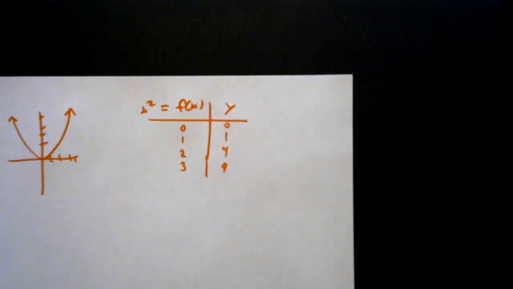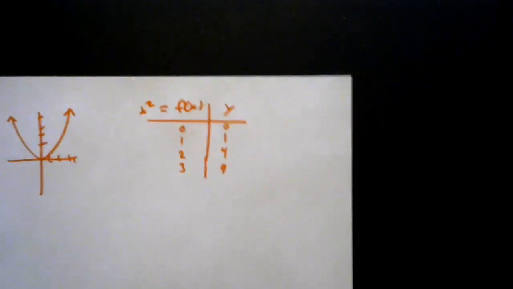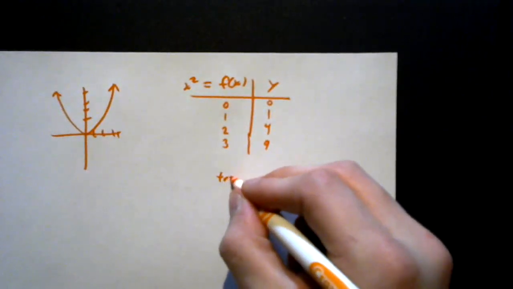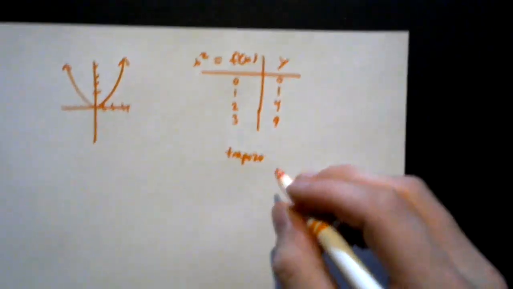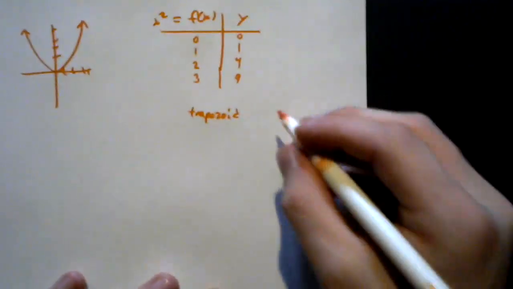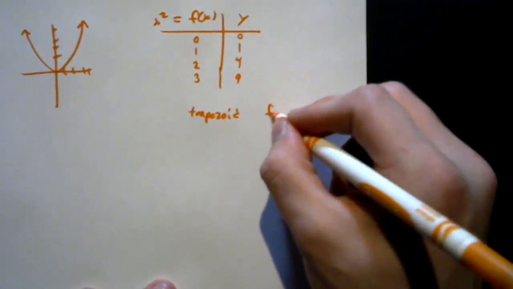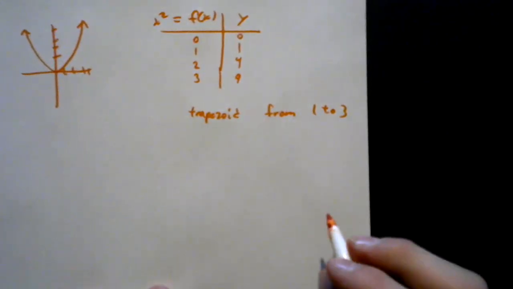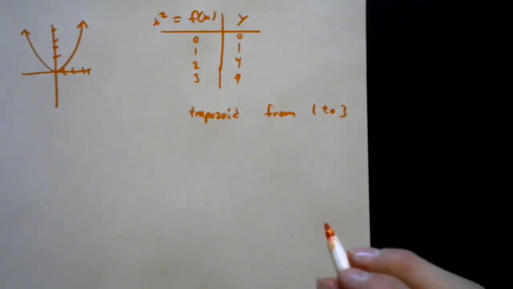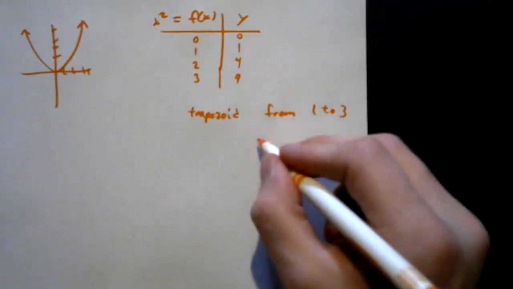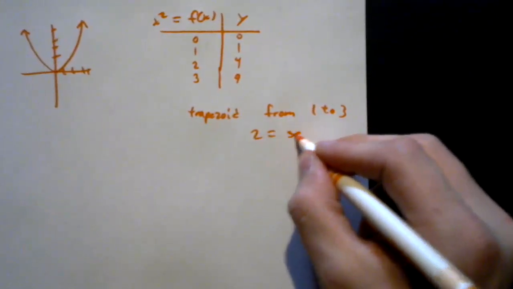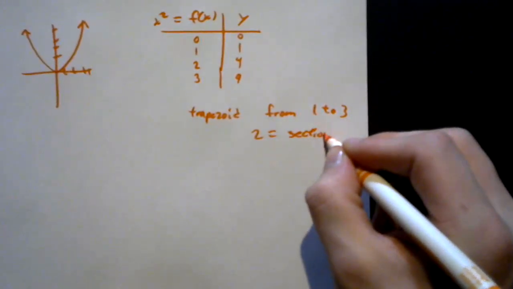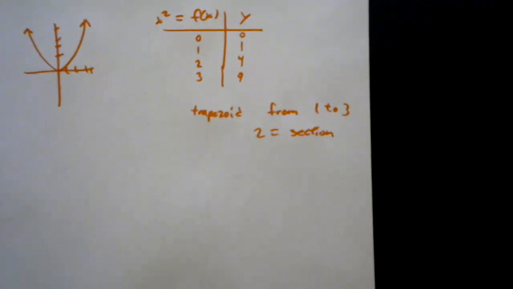So let's see here. Let's do a trapezoid Riemann sum from 1 to 3. And technically you'll be using 2 equal sections. So we can just use 1 as a base.